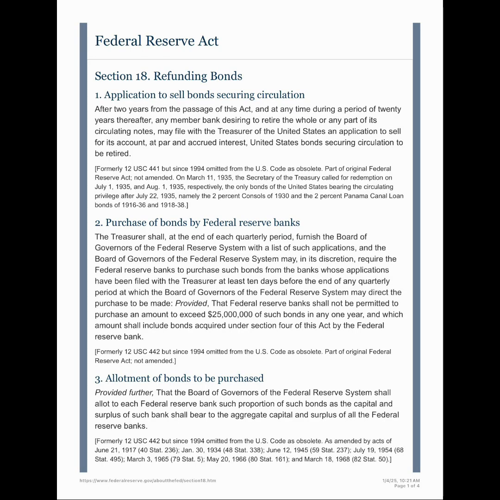Can you explain this aspect? Yes, Federal Reserve banks could exchange their 2% gold bonds without outstanding circulation for a combination of 1-year gold notes and 30-year 3% gold bonds. This allowed for the refinancing of debt and the management of the Federal Reserve's portfolio. It was a way to adjust the maturity structure of their holdings. This demonstrates the flexibility built into the system to adapt to changing economic conditions.